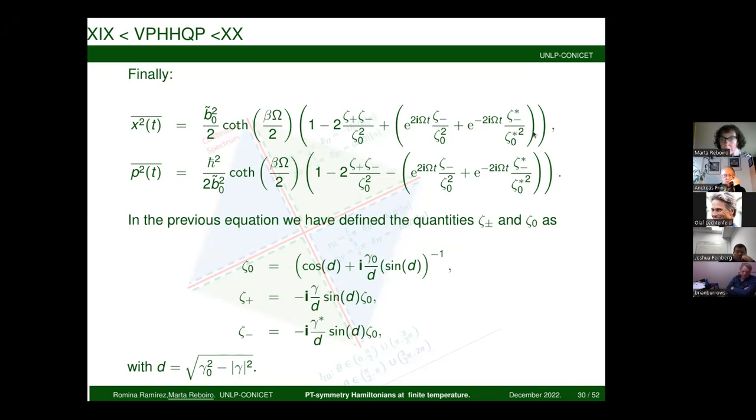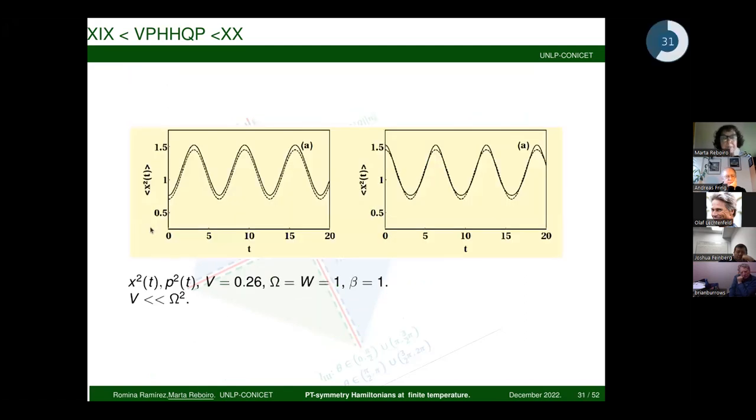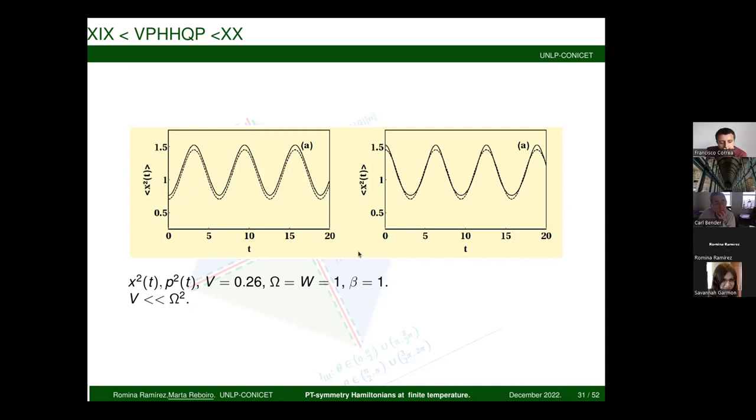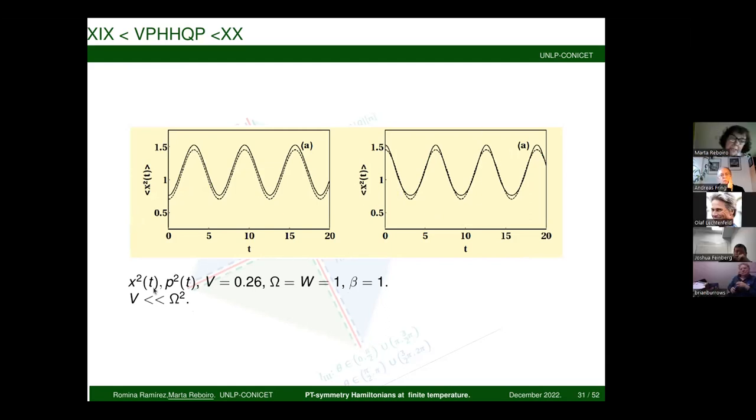this mean value is given by this expression, where zeta zero, zeta plus, zeta minus are given in terms of gamma and gamma zero, and this is written as the square root of the difference of gamma zero squared minus gamma squared. When we plot the results, the solid line corresponds to the exact result, the dashed line corresponds to the approximate one, and this is valid when the perturbation B is small compared to omega squared, because we have worked in the linear approximation. Nevertheless, in this approximation, the results are pretty good.